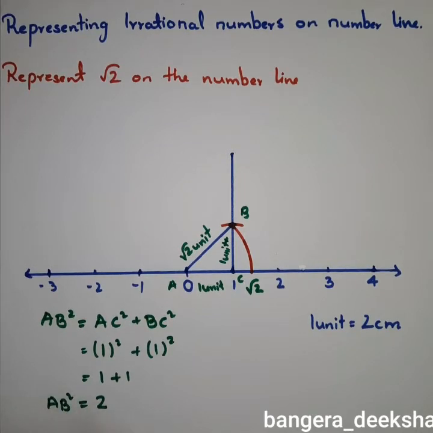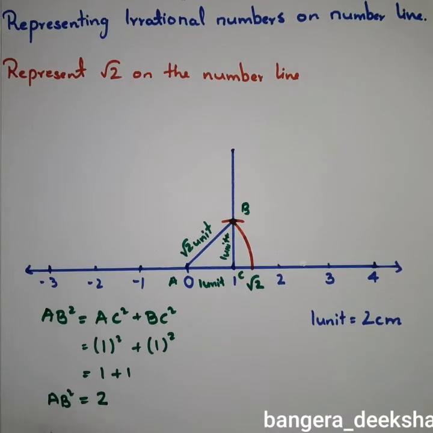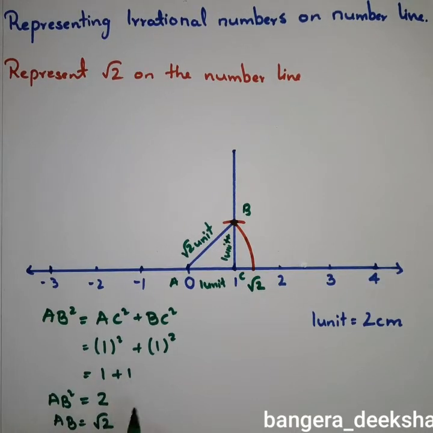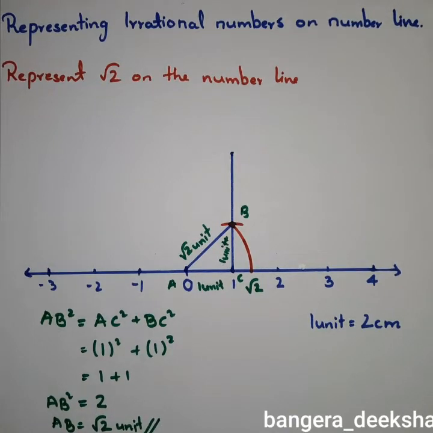Taking the square to the other side becomes square root, so you will get AB is equal to square root of 2. Since we are taking units here, you can write square root of 2 units. So that is your verification.